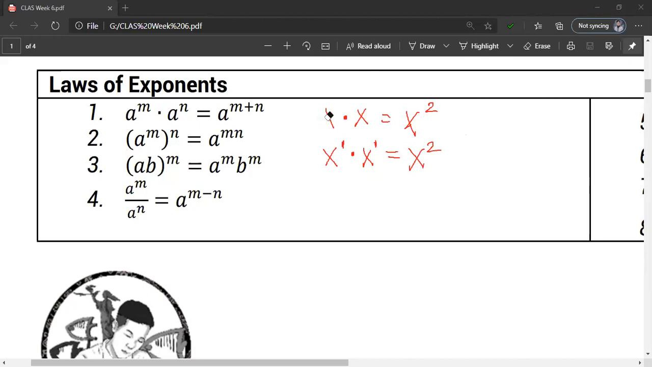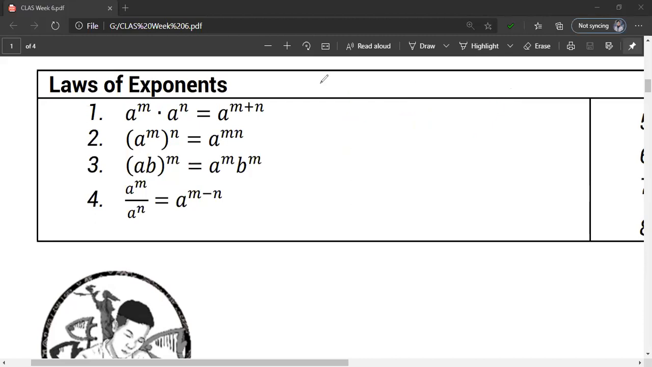So, kunwari, another example. What if, kunwari, x raised to 6 times x raised to 109? So what would be the answer? X raised to 115, sir. Okay, x raised to 115. Because all we have to do is to simply add the exponents if we are about to multiply two numbers with the same base. Okay? O, yan na yun siya. Next. Sige, proceed na tayo. Review lang naman to eh.